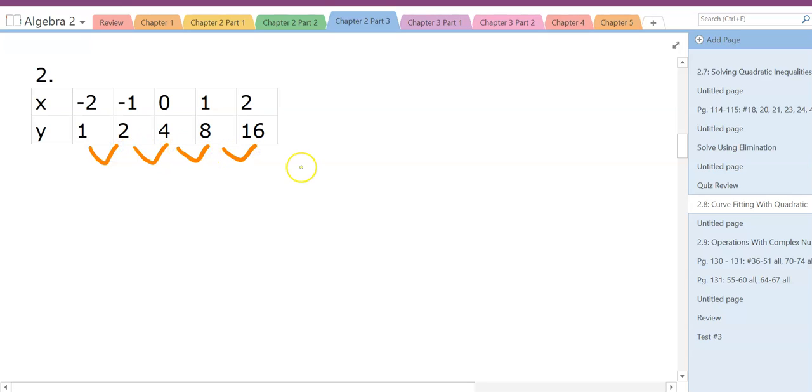Okay, so let's talk about the first difference. What did you do to go from 1 to 2? Plus 1. 2 to 4? Next one. Okay, so remember that's your first difference.